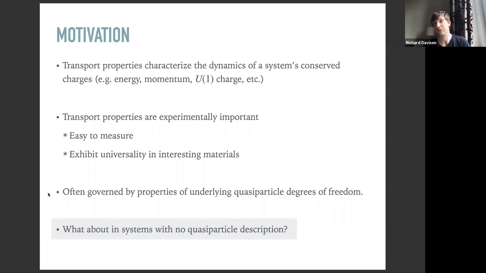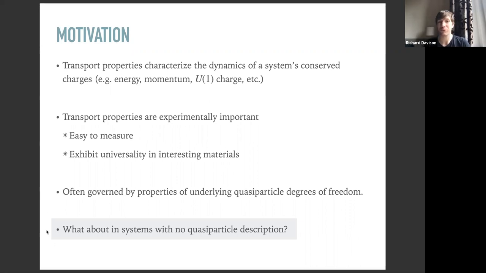And so in cases like that, if we want to understand the transport properties, what we first need to do is understand what are the properties of these underlying quasi-particles, and then use kinetic theory or some other similar approach to extract from that what the transport properties that this system will display are.